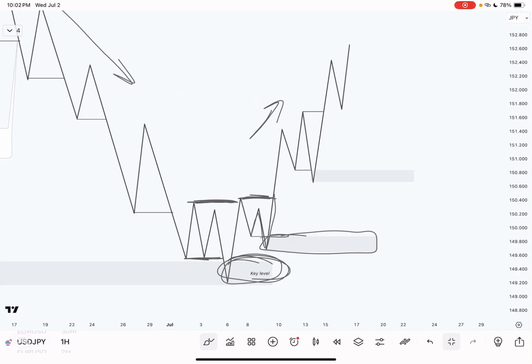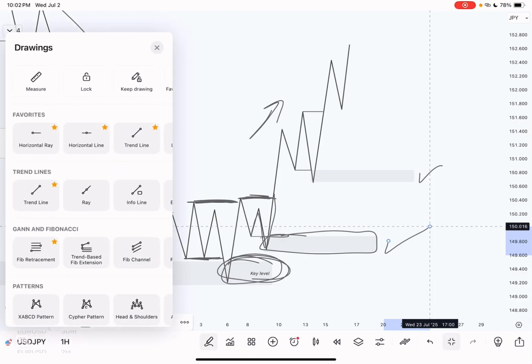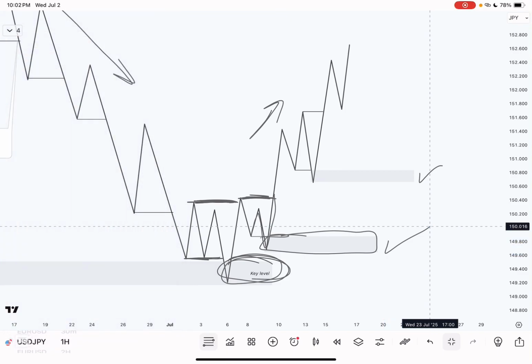Now you can see that we have two valid zones. We have valid zone 1 and we have valid zone 2. The question is, where do you expect price to actually react from? The best way to go about it is what? Measuring out your premium and discount array in that particular area.